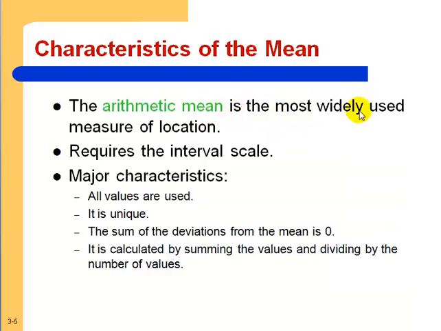The mean is the most widely used measure of location. The major characteristic of the mean is that all values are used, because we sum all the values in the population. It is unique, which means that for a group of data, there is only one mean. The sum of the deviations from the mean is 0. I will explain it in later slides. It's calculated by summing the values and dividing by the number of values. We already got that from the formula.